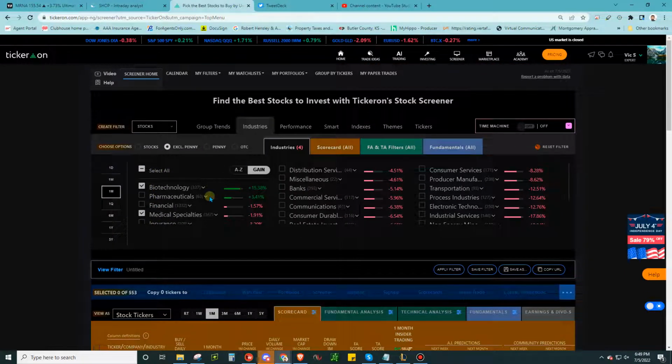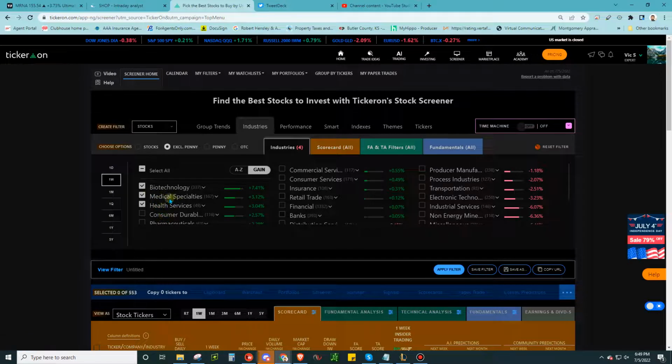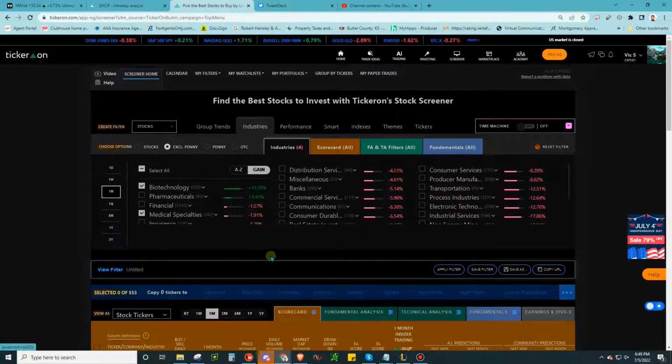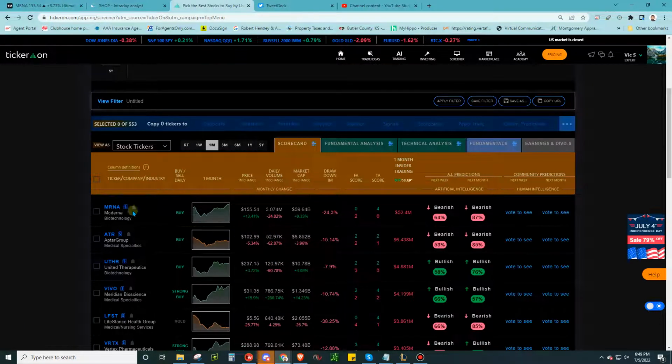As far as whether these are good buys right now on the short term, not really, and not really on the long term either. mRNA looking like a huge short here. So the artificial intelligence predictions are showing 64% bearish, 87% bearish for the next month, so next week, next month.